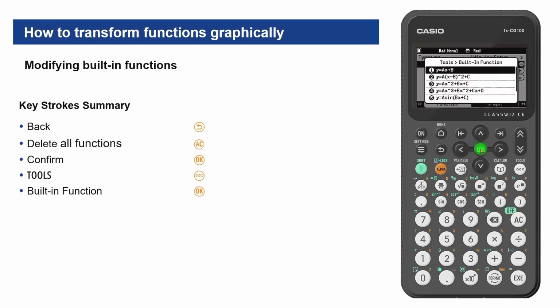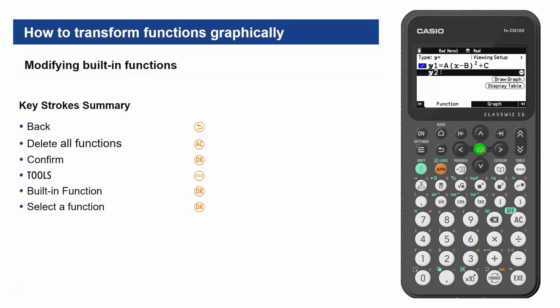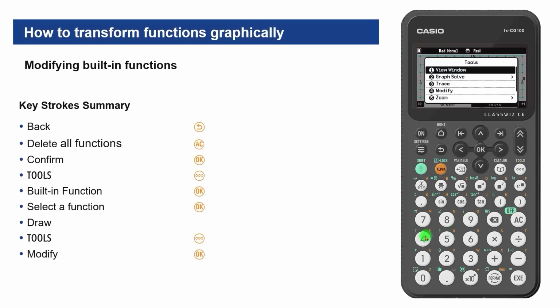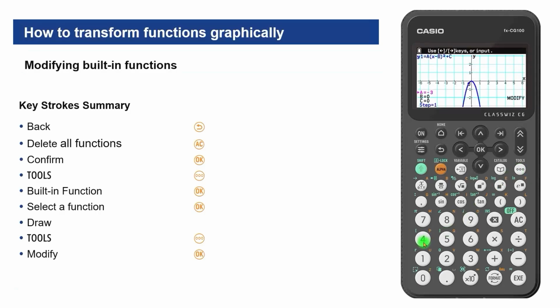Various functions are displayed, such as linear, quadratic, and trigonometric. From the options available, select the completed square format of a quadratic and draw. This sketches the graph with any previous stored variable values. Press Tools as before and select Modify. This confirms the stored variable value of A as -3. Each variable can then be changed one at a time by scrolling or directly entering a value.